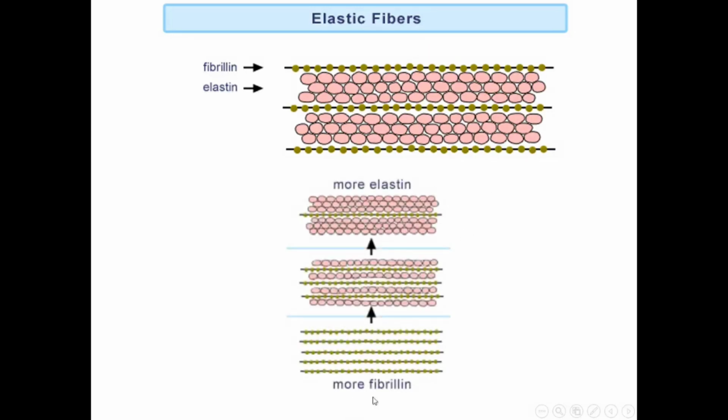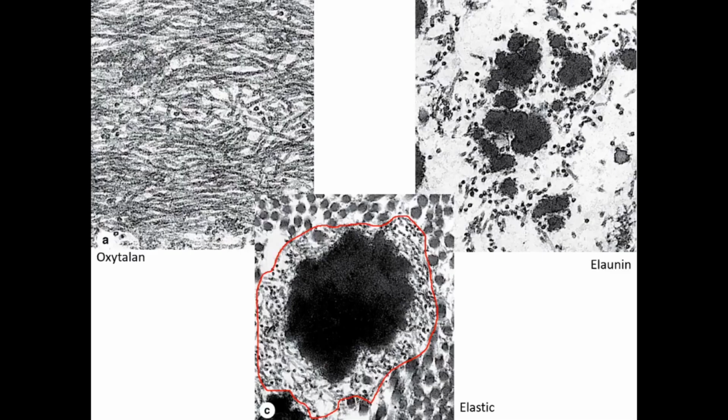During development, first we have a formation of microfibrils by fibrillins. And these microfibrils make a scaffold that is very necessary for deposition of elastin. You can see the start of deposition of elastin and accumulation of elastin, and these structures form elastic fibers.